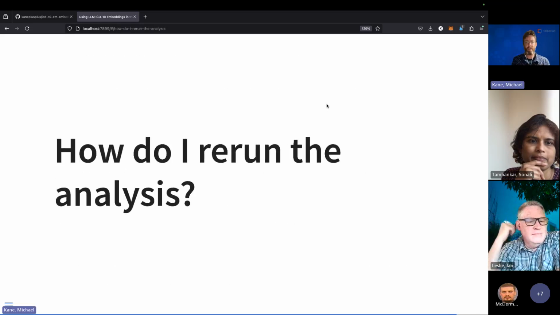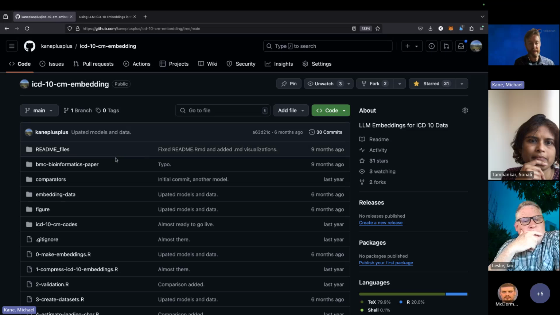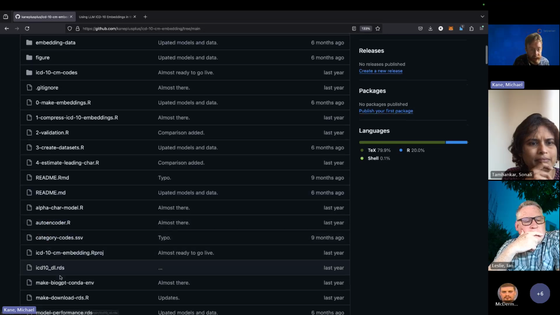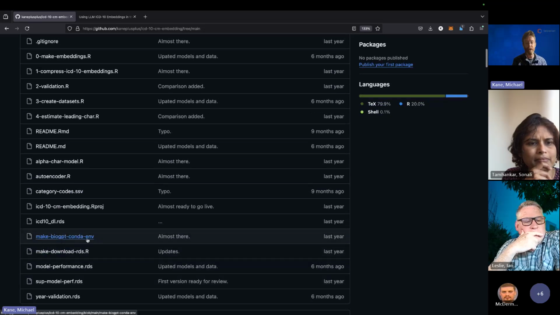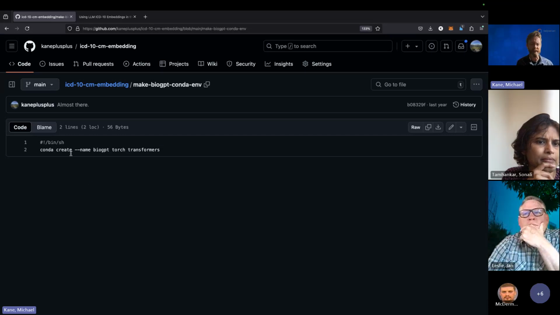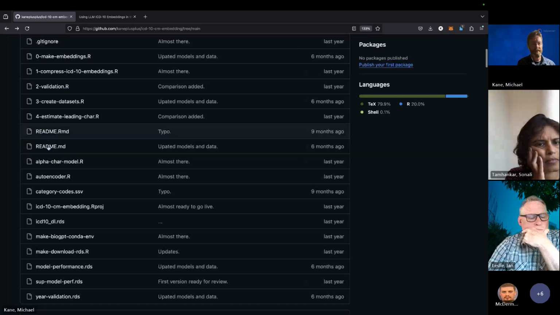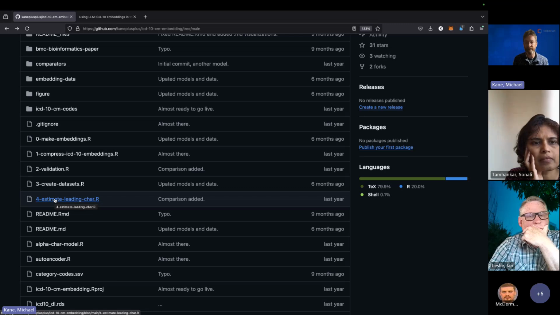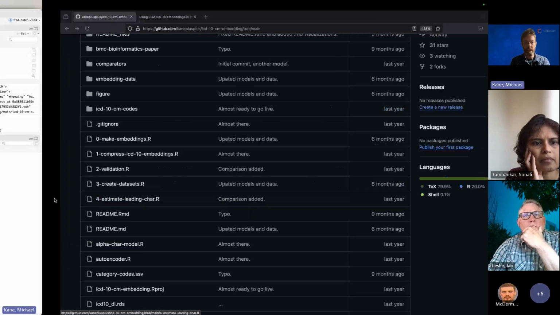All right. So if you want to rerun the analyses, this was made to be so simple that even I could do it. There's a script to set up the conda environment. That's make BioGPT conda environment. I did this from the shell. This will actually install the BioGPT environment for you, including the model. And then what you would do is sequentially just run 0 through 4, and it would perform each one of the steps.